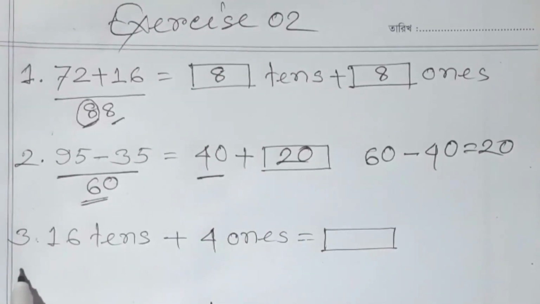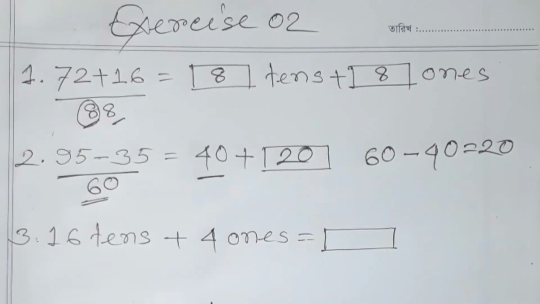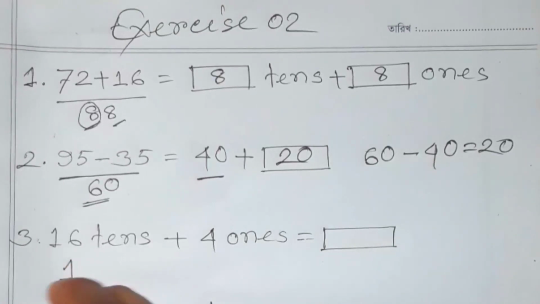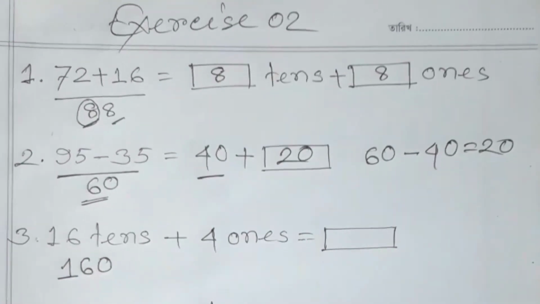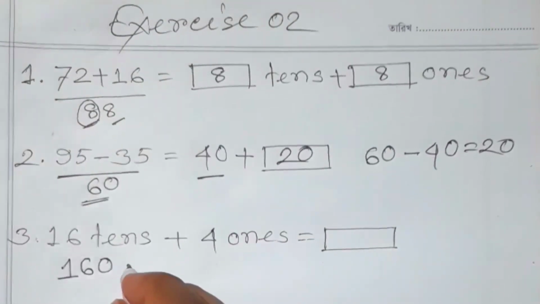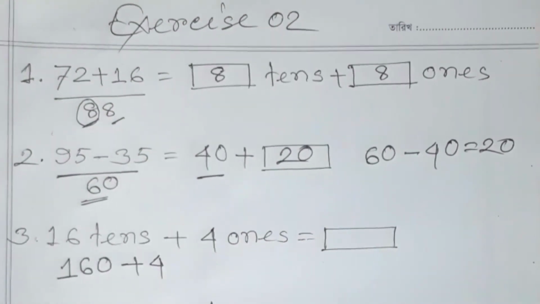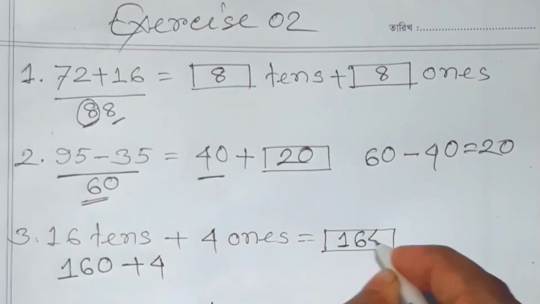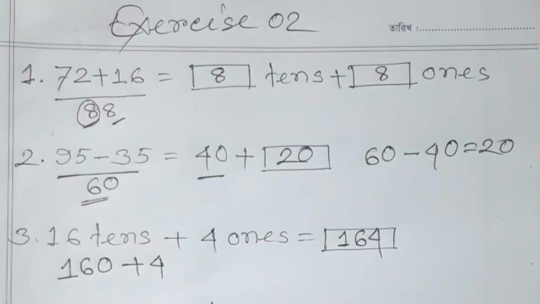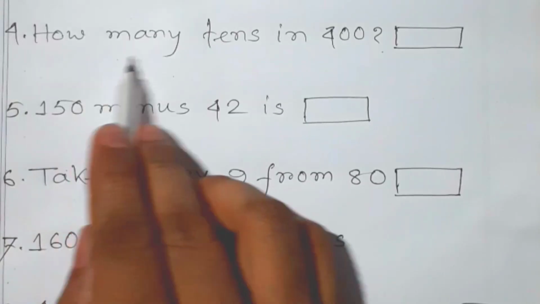Number 3, 16 tens. We know 16 tens means 160. 160 plus 4, the number is 164.